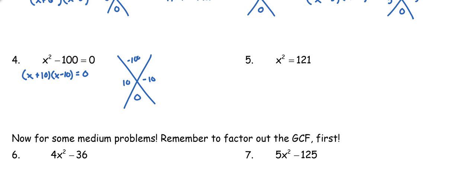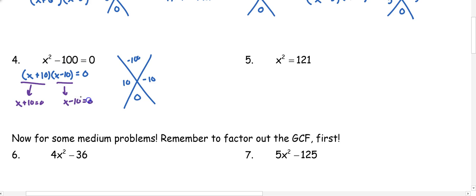equals 0. Now, because it's equal to 0, remember, we're going to have to use the zero product property. So we're going to set each of these equal to 0. x plus 10 equals 0, and x minus 10 equals 0. So in the first one, when I subtract 10 from both sides, I get x is negative 10. The second one, I add 10 to both sides, I get x is positive 10.